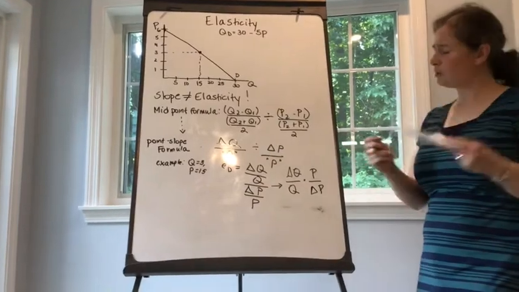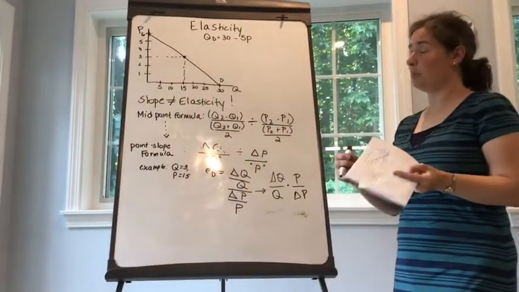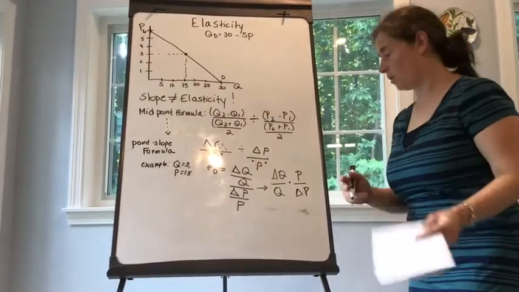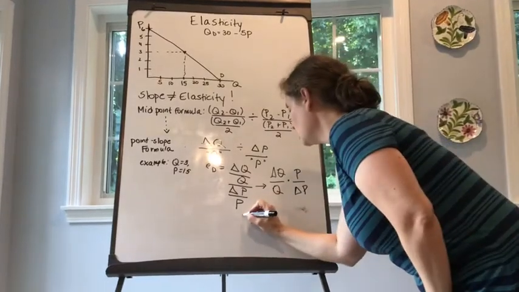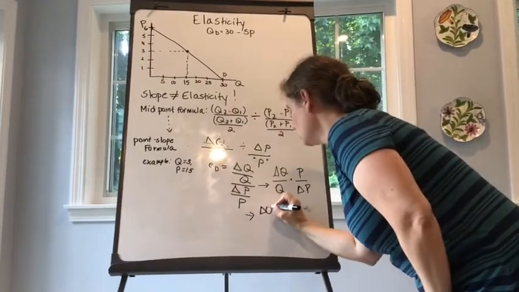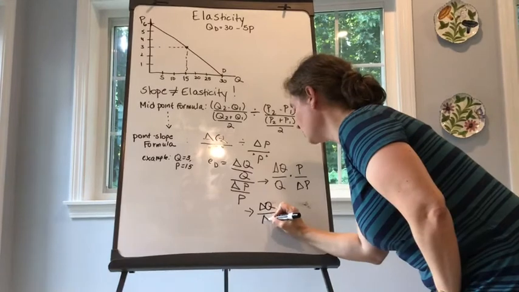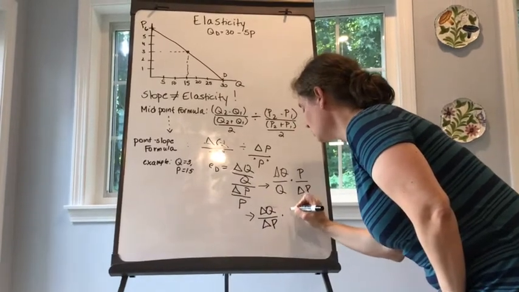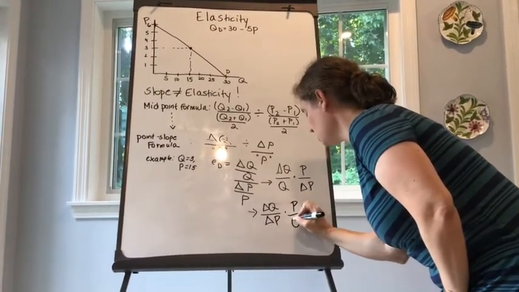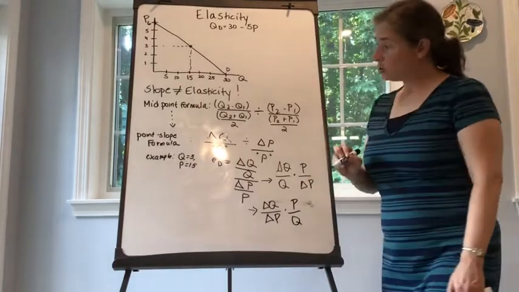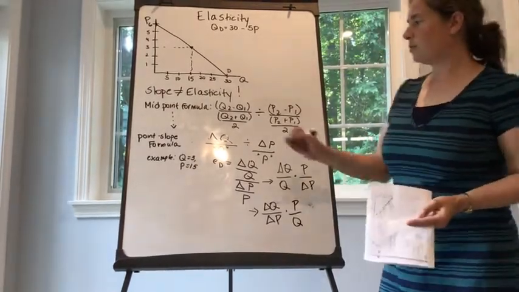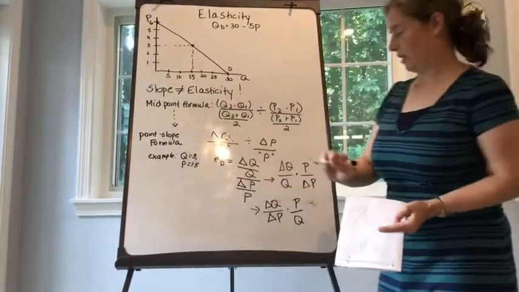And now I'm just going to rearrange those terms. Remember, when I'm multiplying, I can multiply in any order. Delta Q divided by delta P times P over Q. So now we have the elasticity formula in the point slope variation.